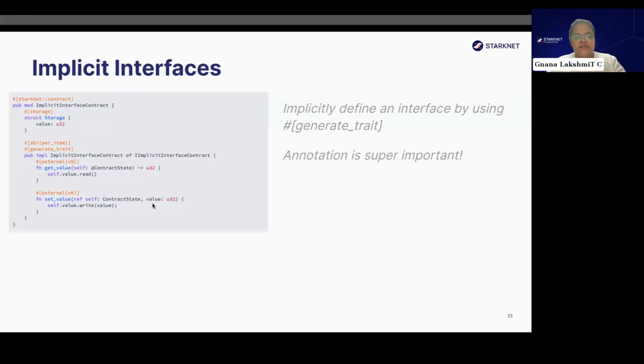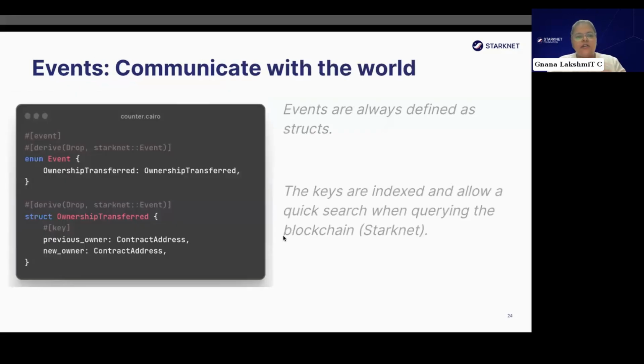So these are the two differences. I'm also going to quickly run through events. Of course, in order to communicate with the world what is happening in your smart contract, you want events, right? And for events, you have to think of events as having two types of structures. The first is an enum called event that you have to define, and you have to tag it as an event. That's when the compiler knows that you are defining some events for your contract.